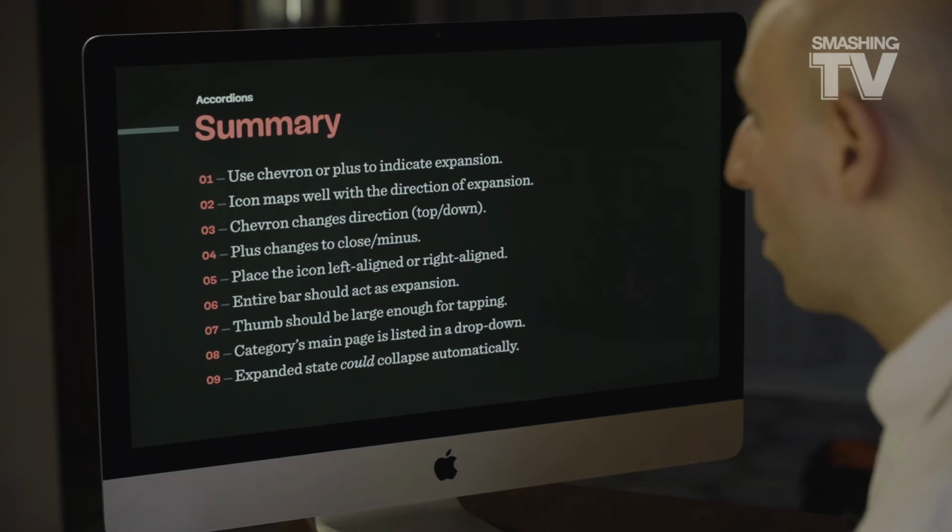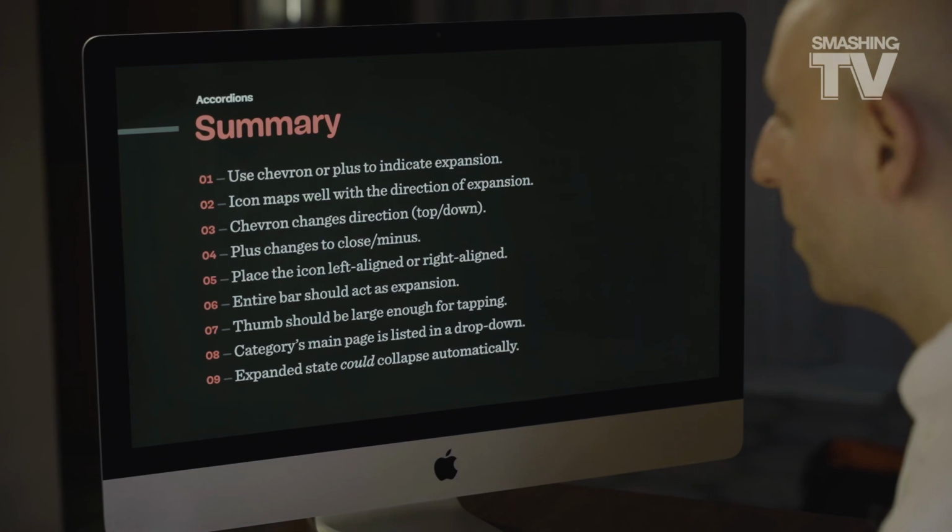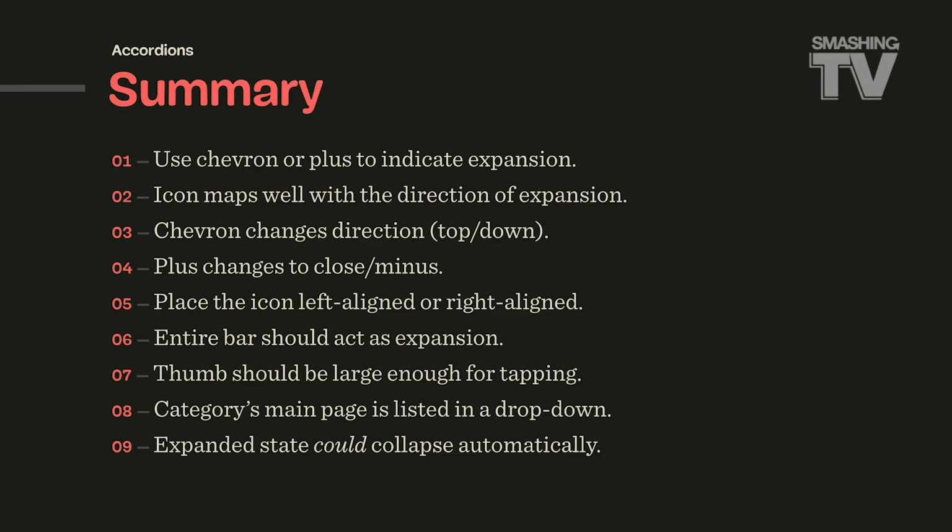Place the icon on the left or on the right, but make that icon big. The entire bar should act as expansion. The category's main page could be listed in a drop-down. An expanded state could collapse automatically, but maybe it shouldn't. Well, it really depends on what you think the proper design is.